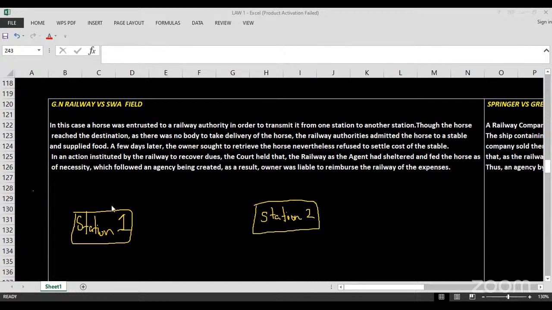Now from this station, the railway authority has entrusted the horse to be transmitted from this station to station two. Though the horse reached the destination station, there was nobody to take the delivery of the horse. From this railway station, now someone should take the horse to what?